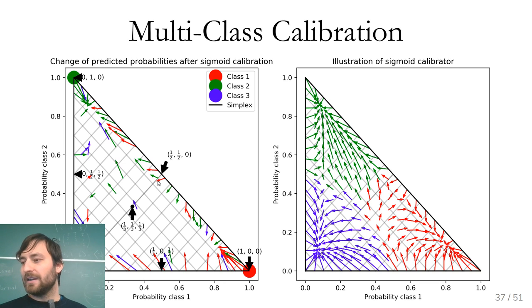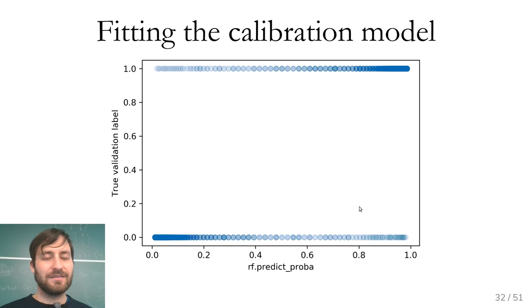So here, this is the change of probabilities. This is the function that was learned on this plane using a sigmoid calibrator, shown as a vector field. And so I find these are much harder to read than this.